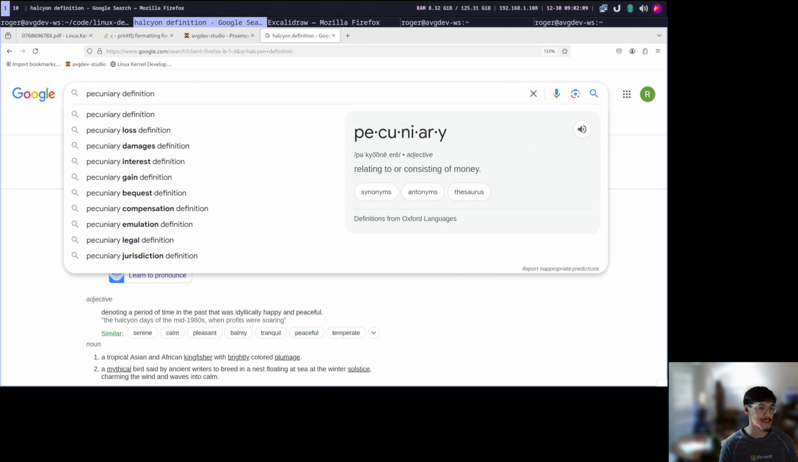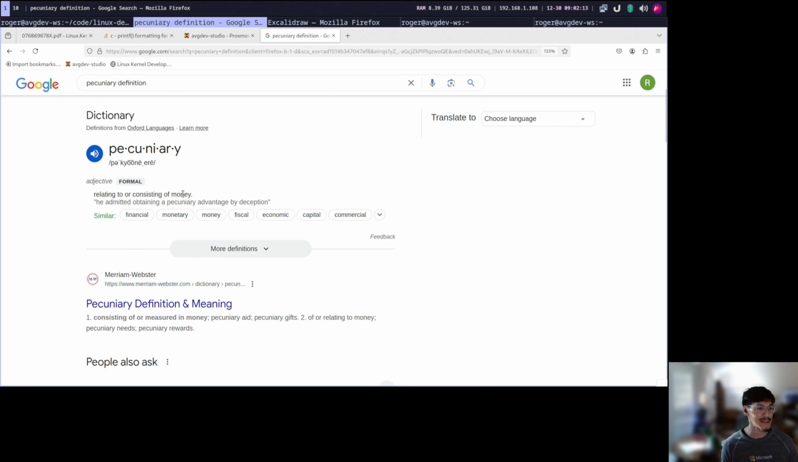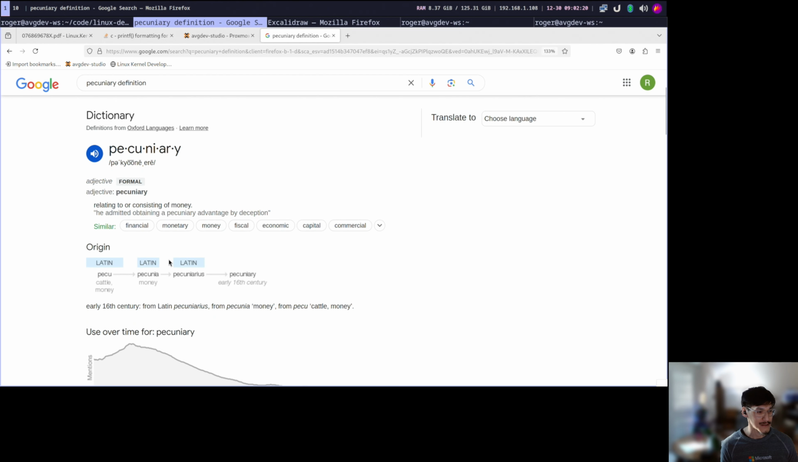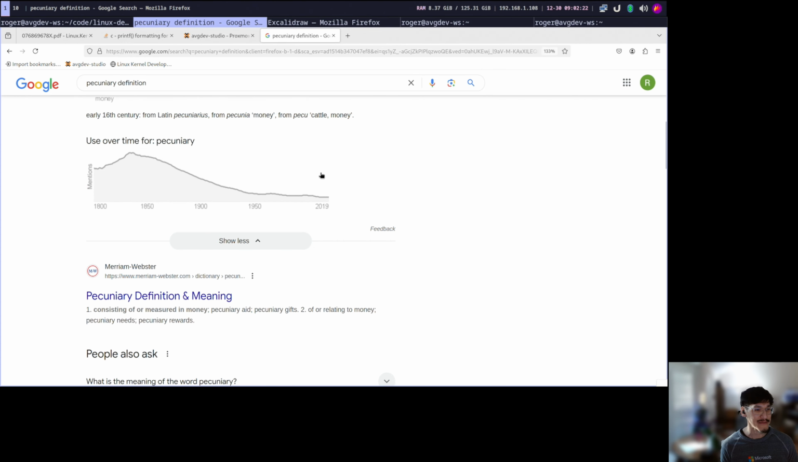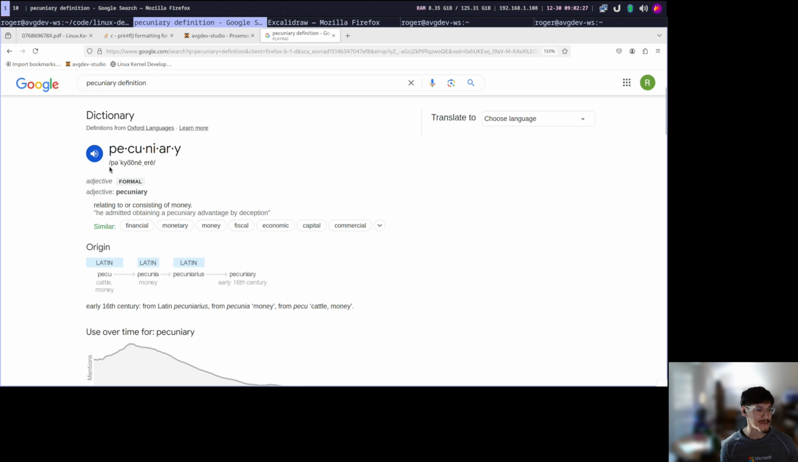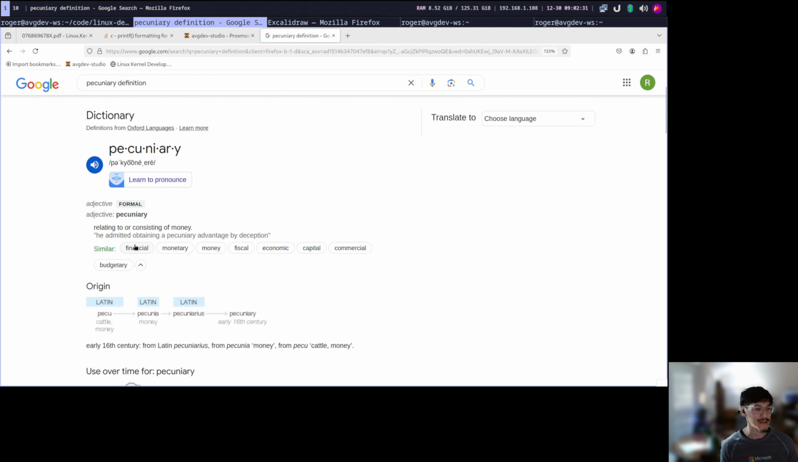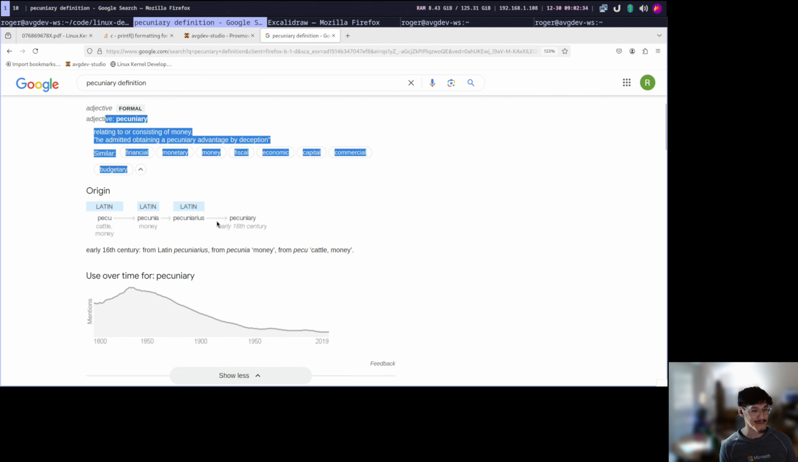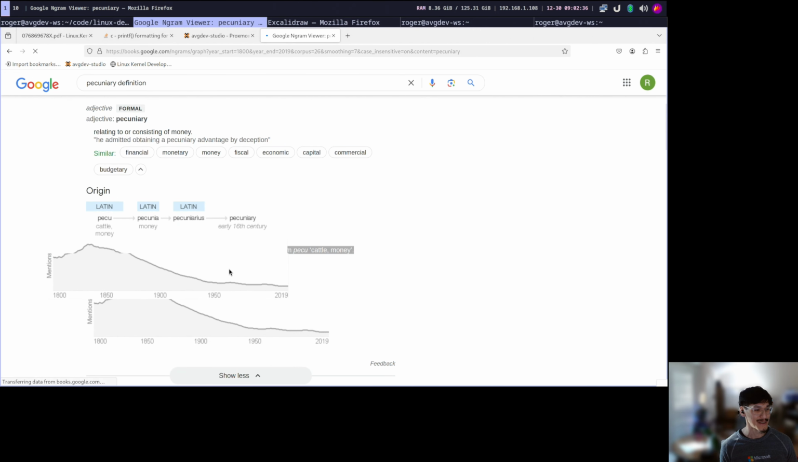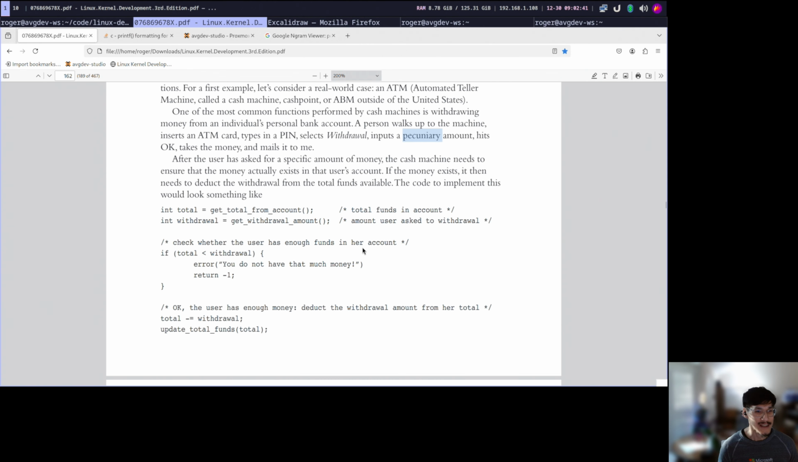Pecuniary. So some arbitrary. So relating of consisting the money. Ooh, that's so detailed. More. Nobody even uses this word anymore, so I'm not going to invest in learning it. Pecuniary. Relating to money. It looks like the dictionary doesn't even know how to define it either. So yeah, no one uses it anymore, so forget it.